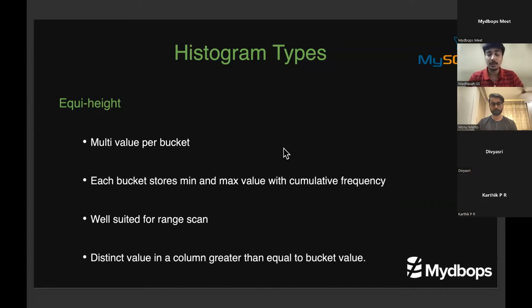This is the way the interval of the bucket is defined, and it is strictly tied to the sampling rate 0 to 1, and it will be useful for range-based scan queries. If the distinct values are higher than the maximum bucket count, as I told earlier, which is 1024, then obviously the histogram type will go to equal height.